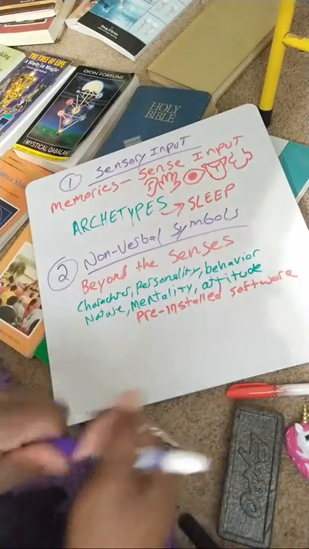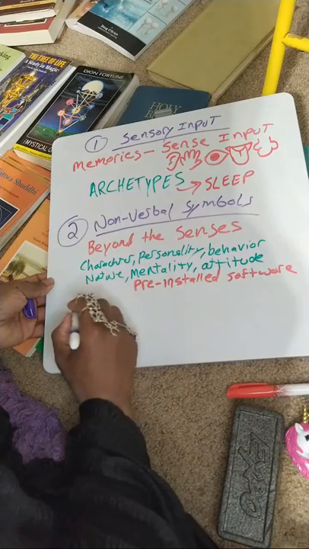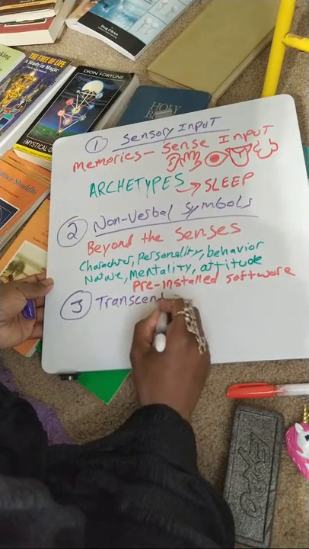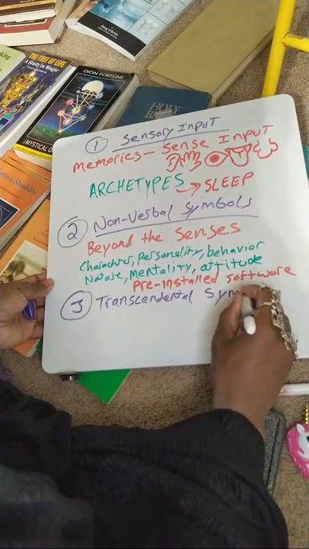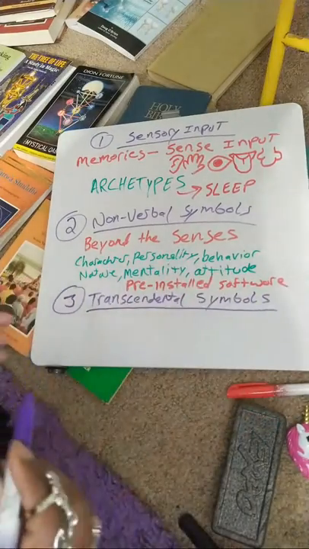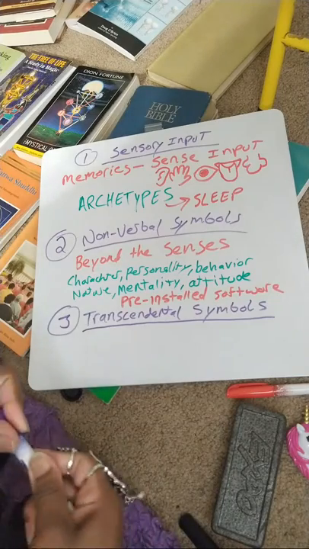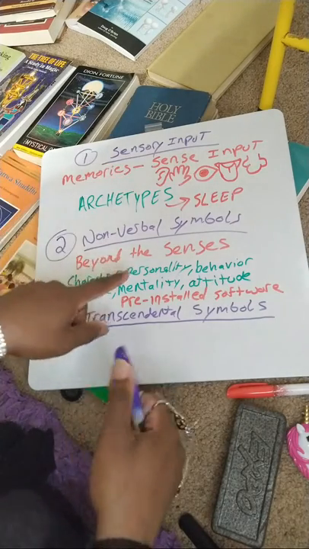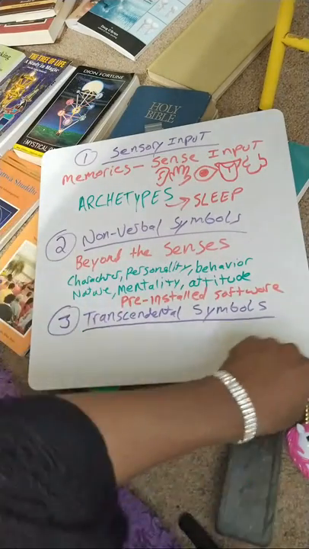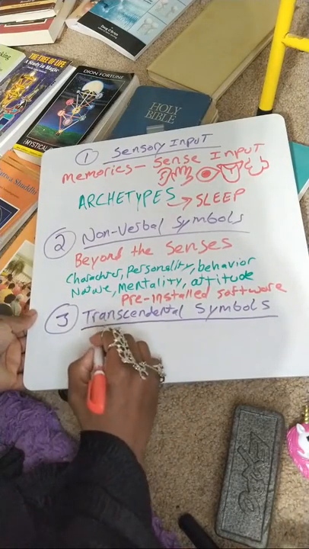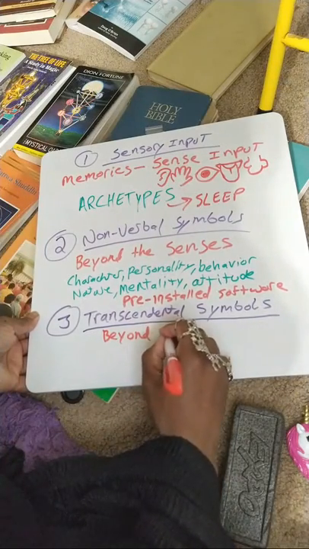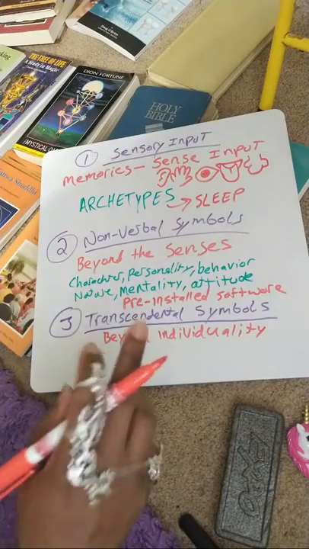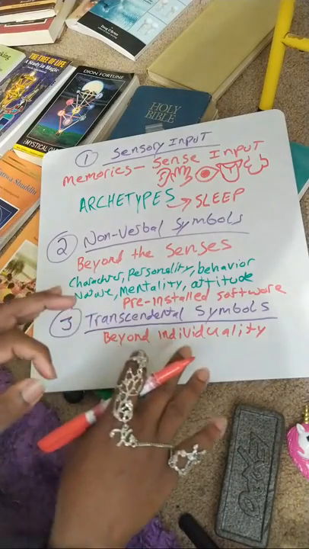Then of course, there's the third level of symbols, which represents transcendental symbols. So this third group is beyond the five senses. It's transcendental. It's beyond the five senses, and it's beyond even your personal character, right? It's beyond your personal experience. Beyond individuality, right? This is bigger than just you, bigger than your personal existence.